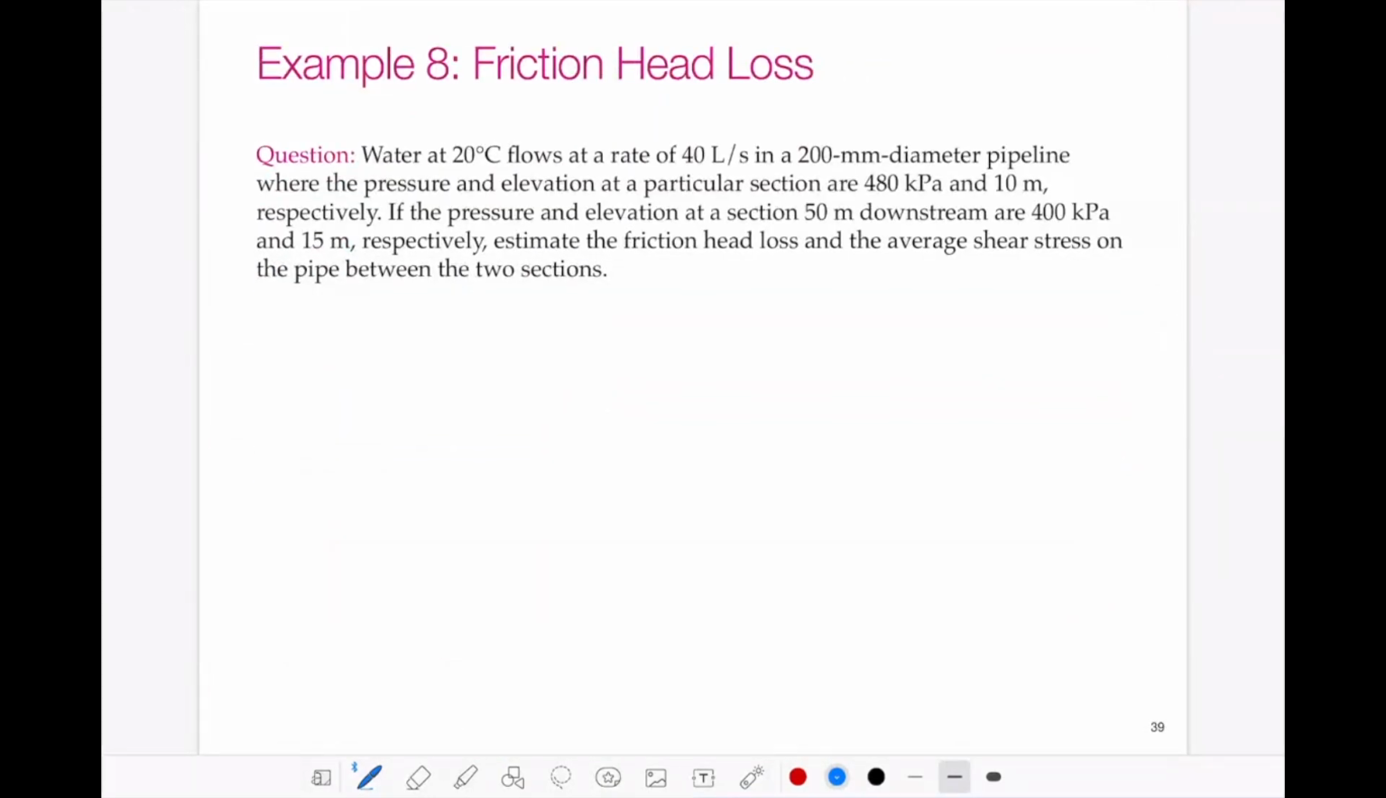So let's look at an example with friction head loss. In this example, we have water at 20 degrees C flows at a rate of 40 liters per second in a 200 millimeter diameter pipeline, where the pressure and elevation in a particular section are 480 kPa and 10 meters respectively. If the pressure and elevation at a section 50 meters downstream, so we have a long distance of pipe now, 50 meters away, are 400 kPa and 15 meters respectively, estimate the friction head loss and the average shear stress on the pipe between the two sections.